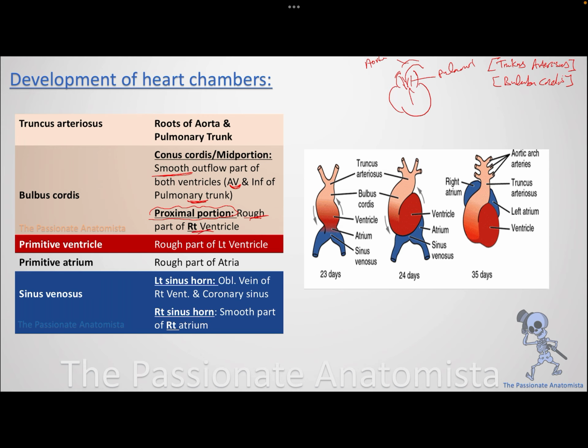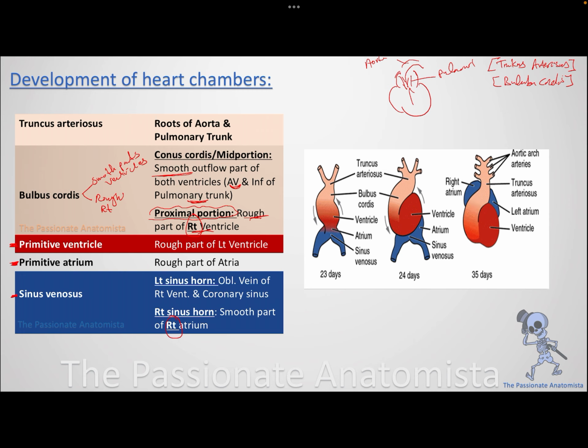So remember, if we have exceptions, these are on the right side. All right? The rough part should come from the ventricle, yes, but it goes only to the left. But I have a right ventricle rough part. It's coming with the origin of the smooth parts, which is the bulbus cordis. So the bulbus cordis gives you smooth parts related to the ventricles and the rough part of only the right ventricle. The primitive ventricle gives you the rough part of the left ventricle. Primitive atrium gives you the rough part of both atria.